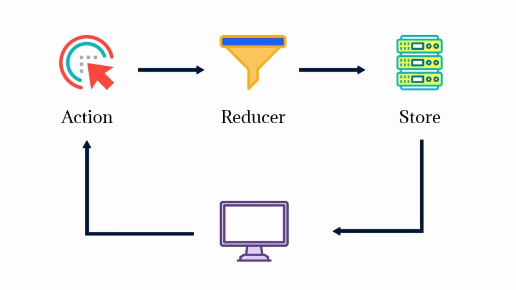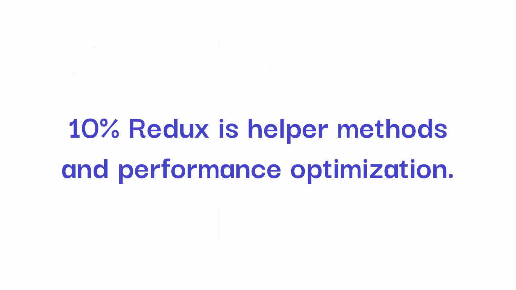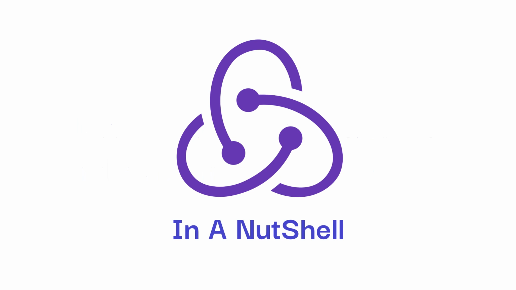Here is the complete flow. Dispatch an action, the reducer returns a new state based on the action's type and payload, the Redux store is updated, and the app is synced. The 10%, which is the actual library, are the helper methods and performance optimization techniques provided by Redux. So, that was Redux in a nutshell.